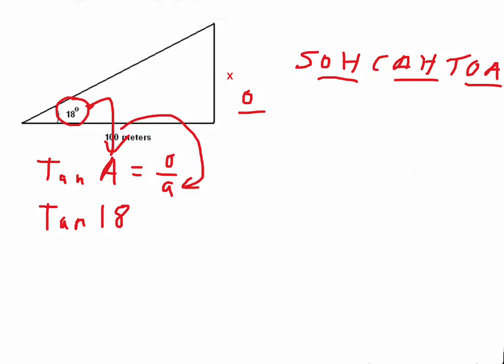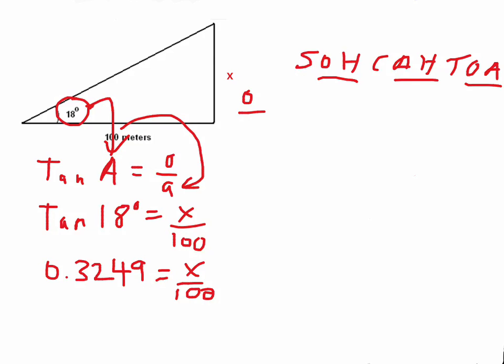Tan 18 degrees equals the opposite, or x, over 100. And now, using our calculator, we can determine that the tangent of 18 degrees is 0.3249, again to 4 decimal places. And that still equals x over 100.